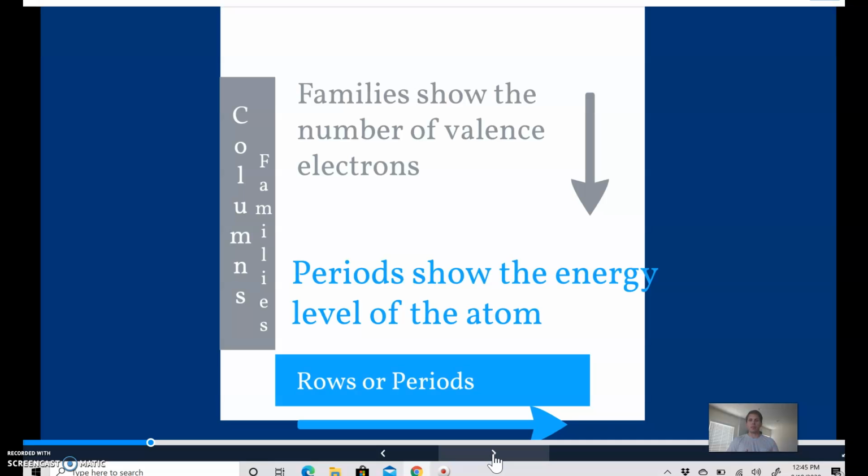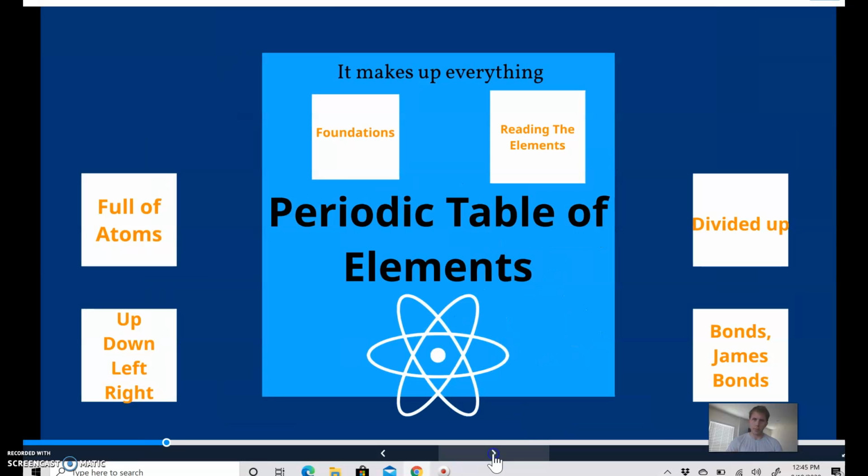The periods, which are the rows that go across, are going to show the energy level of the atom. So each period, as you go down, is going to have more and more energy, and conversely more and more mass, because each atom is going to have more protons, more neutrons, and more electrons. It's going to just be bigger, it's going to be denser, it's going to be heavier, more massive as a whole. So those two in conjunction are what we're going to talk about in relation to the form and structure of the periodic table.